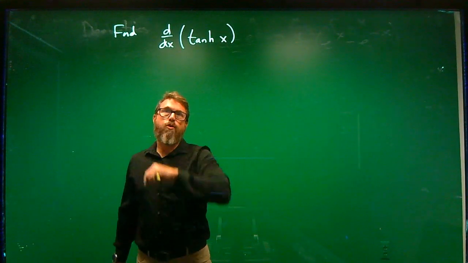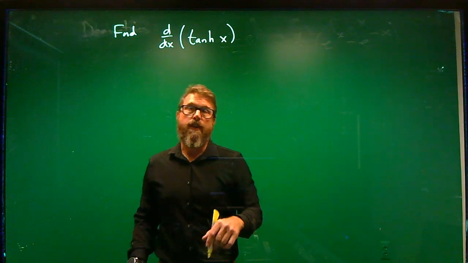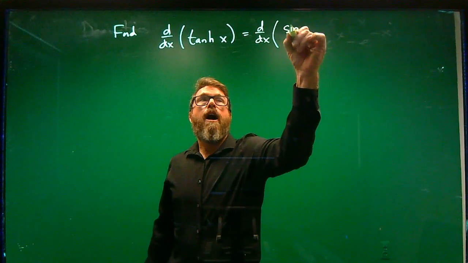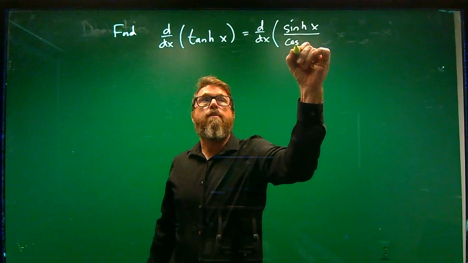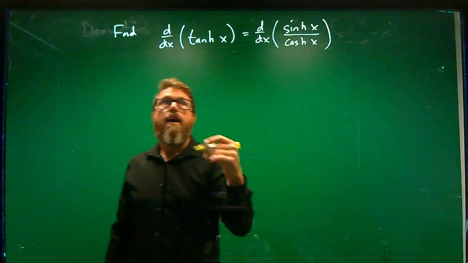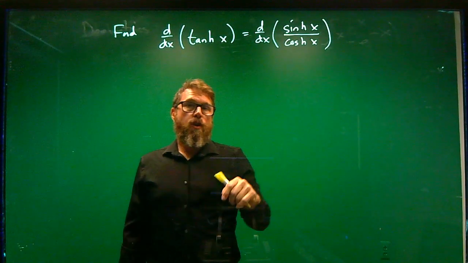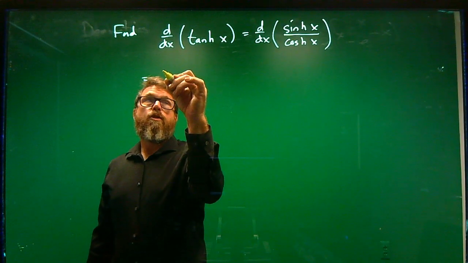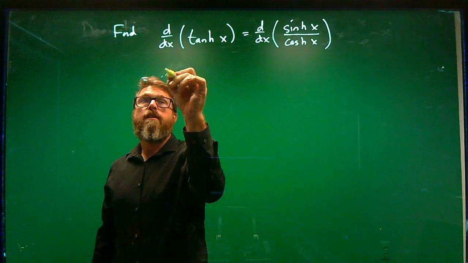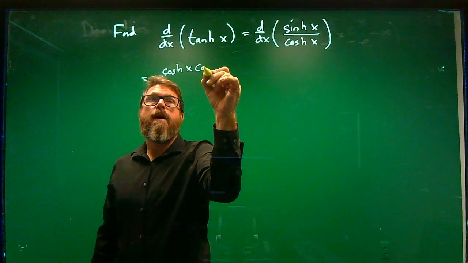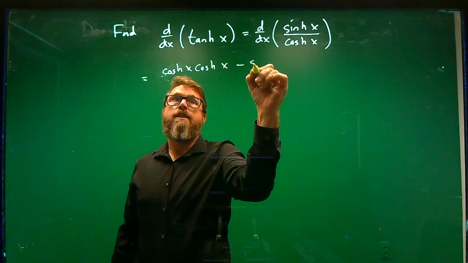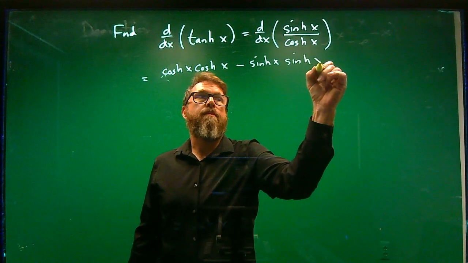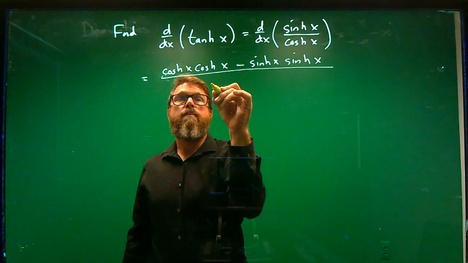I want to find the derivative with respect to x of the hyperbolic tangent of x. I know that this is the derivative with respect to x of the hyperbolic sine of x over the hyperbolic cosine of x. I'm just going to use what I know about the derivatives of those two parts. Using the quotient rule, this is the derivative of the top times the bottom minus the top times the derivative of the bottom, all over that denominator squared.